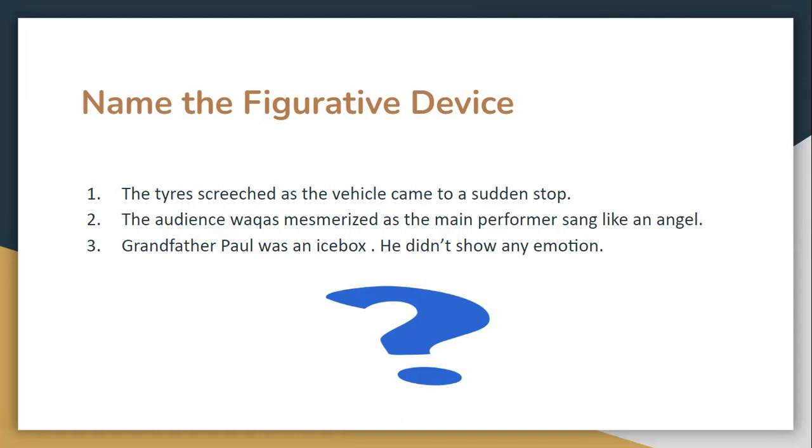And number 3, Grandfather Paul was an icebox. He didn't show any emotion. And we know Grandfather Paul is not literally an icebox, but because he didn't show any emotion, then we can clearly see why the comparison is made there. All right. So yes, this would be an example of metaphor.